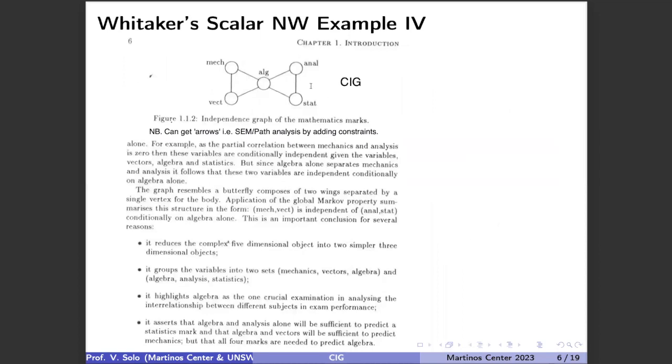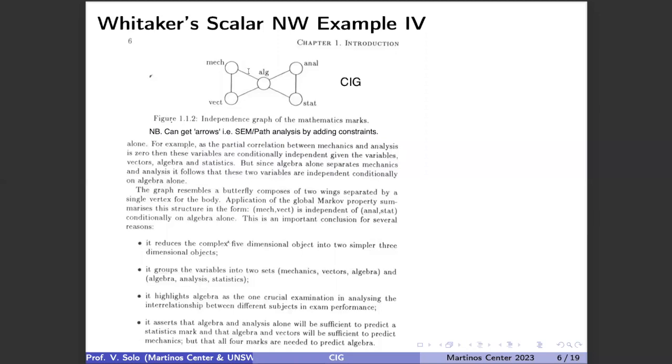Here it is. So the rule for constructing this graph or network is that 2 nodes will be joined if there is a non-zero partial correlation connecting the 2 variables. And if the partial correlation between 2 variables is 0, there's no link. So for example, mechanics and analysis have no link because that partial correlation was 0.